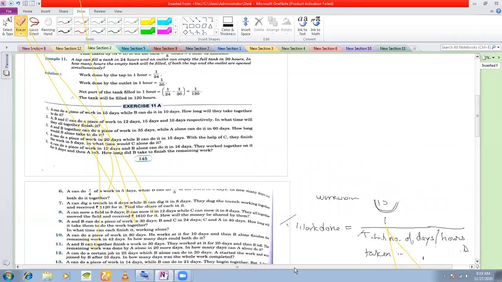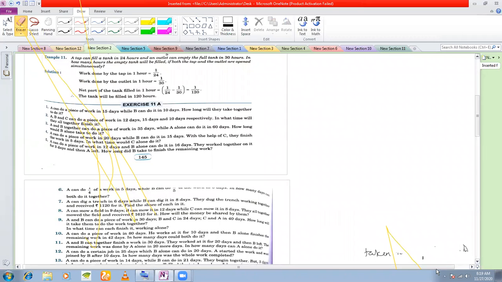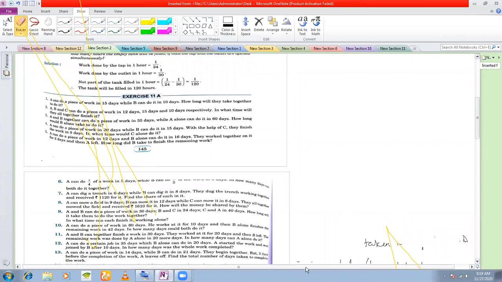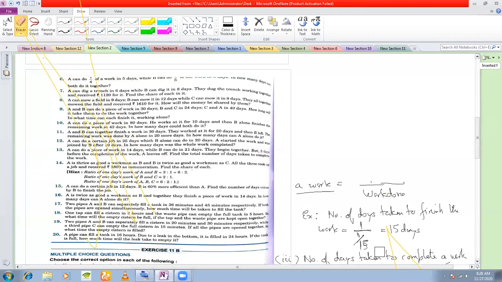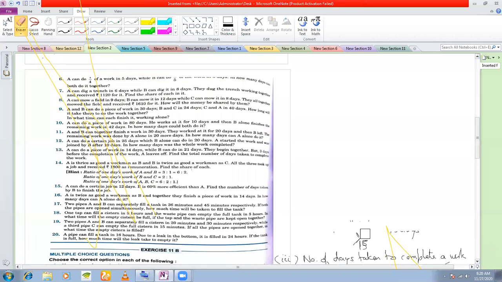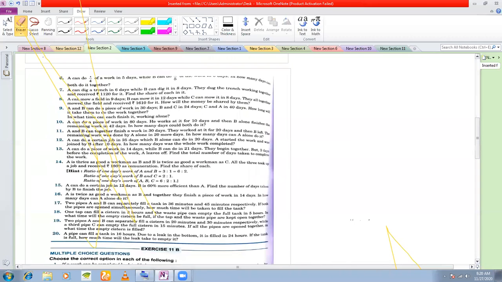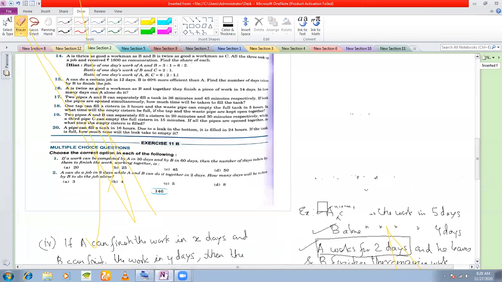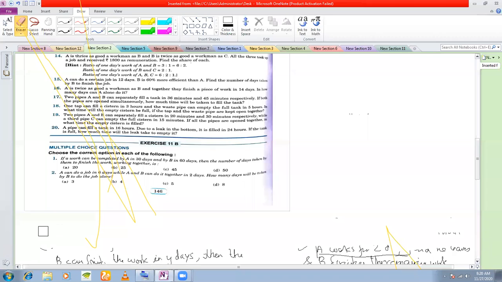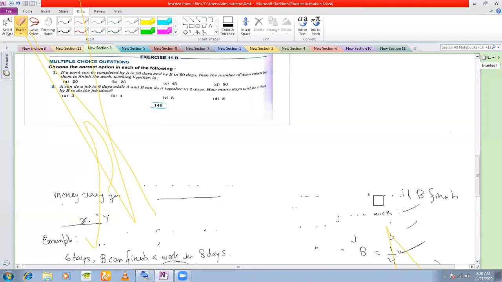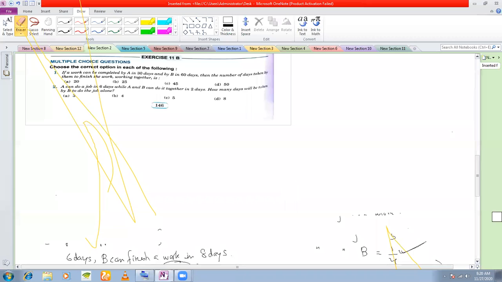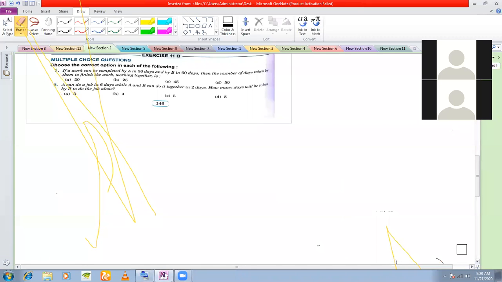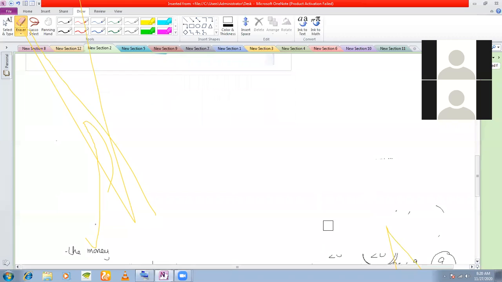If you read the problem, number 2 states that A, B and C can do a piece of work in 12 days, 15 days and 10 days respectively. The question is in how many days will they be able to finish it? You have to find the individual work done. You will have to add the work done by them. And then once you have added, you need to take the reciprocal of the work done by all three of them, A, B and C.